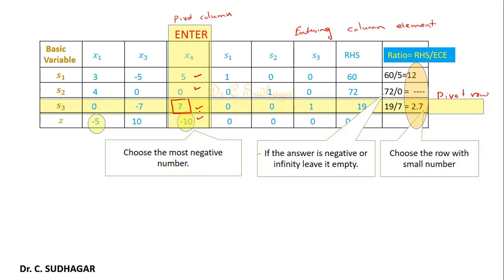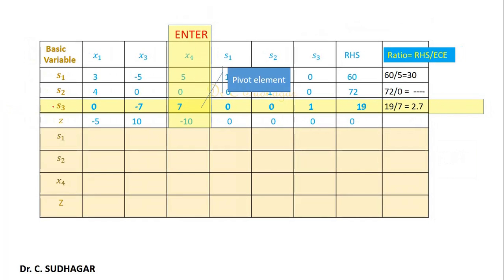Okay, so the pivot row, this variable we are going to remove. S3 we are going to remove. In the place of S3 we are going to put X4 in the next step. This is the pivot element. This X4 will be replaced by this S3. Okay, so take out this S3 and put X4 in its place. Now we extended the table. This pivot element is a very important element for the next iteration.